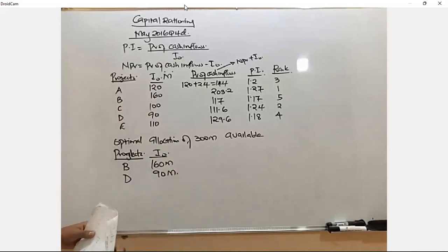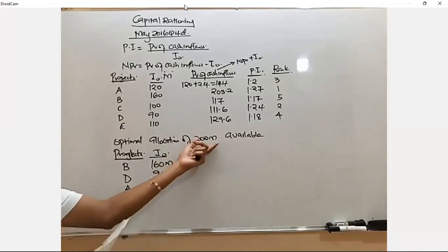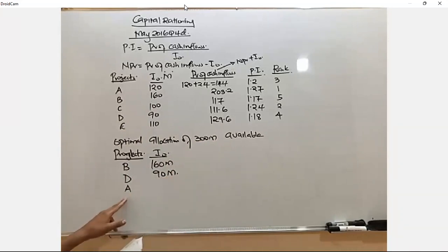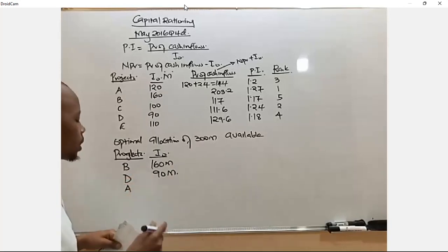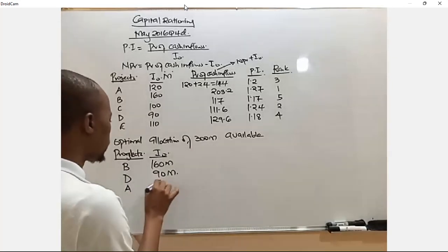What is our third best project? Our third best project is A. In this case, A requires 120, but because we are dealing with a divisible project, we can invest partially of the remaining money, right? As an initial, we can invest partially in project A. So when I look at the two, they equate to 250. The remaining amount now is 50 million.